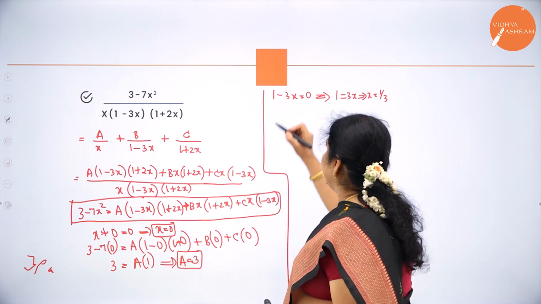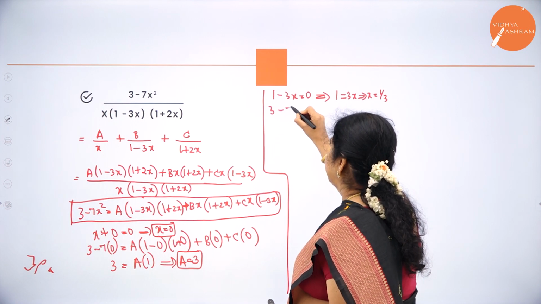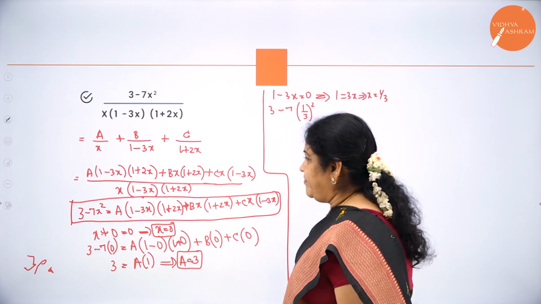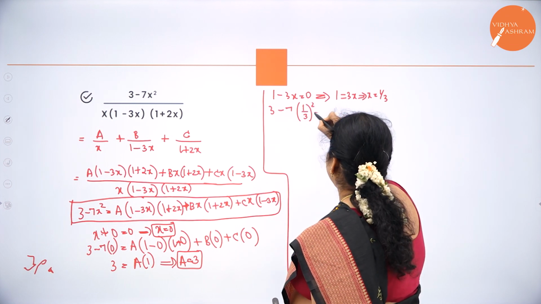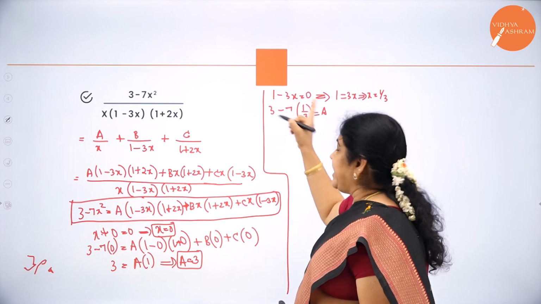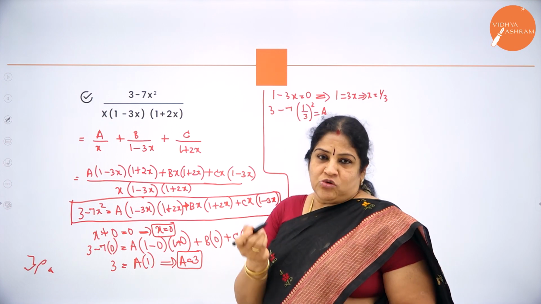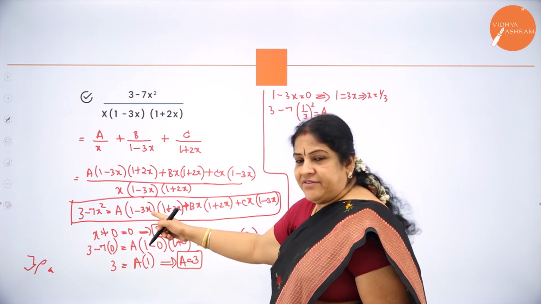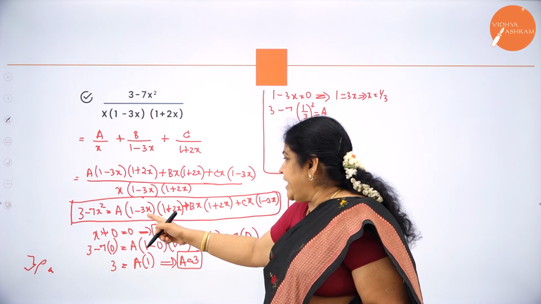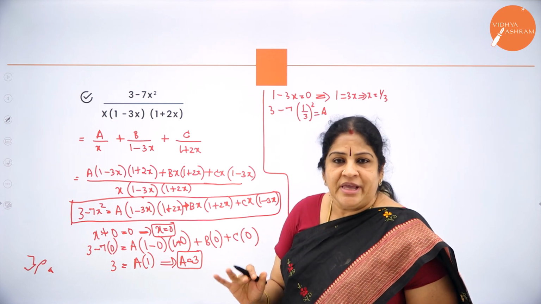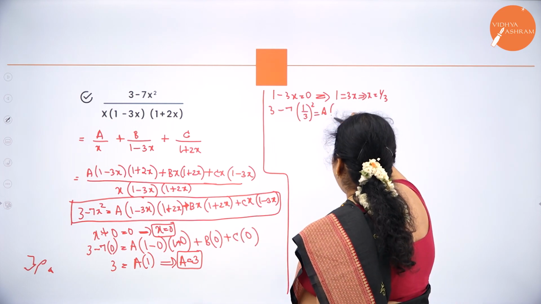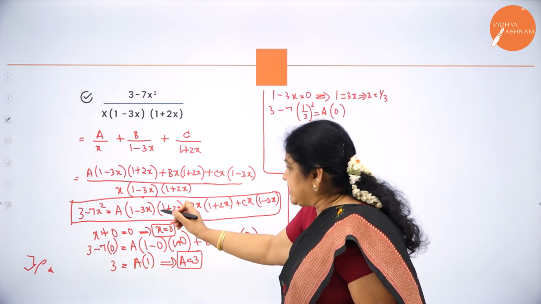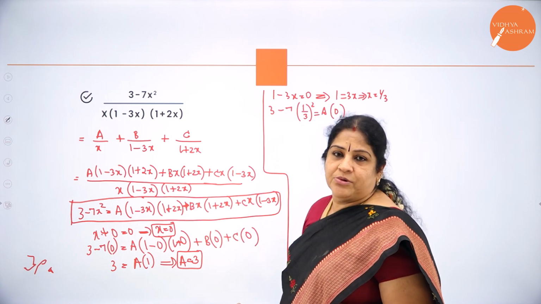So this will be 3 minus 7 into 1 by 3 the whole square equals, children, now see, 1 minus 3x is taken as 0. There is no need to substitute for x as 1 by 3 here because 1 minus 3x itself is 0. So A into 0 into 1 plus 2x is going to give me 0. So straight away I will write this as 0. There is no need to substitute for x as 1 by 3 and show that it is 0.